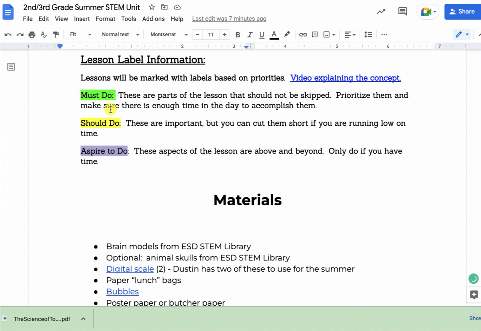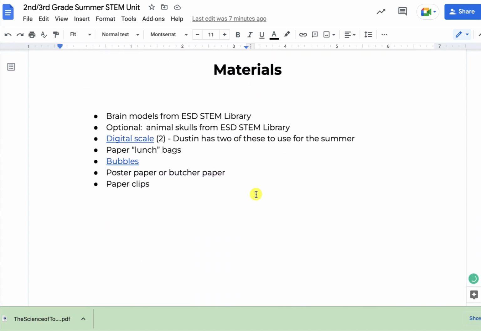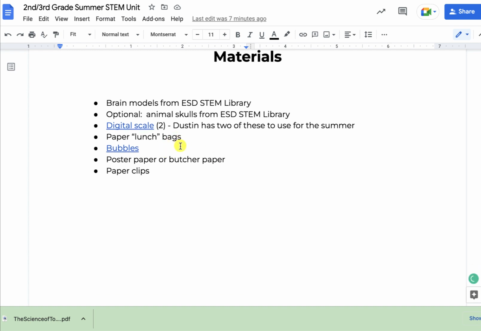One thing that is very important is that I do label the lessons. I have must do, should do, and aspire to do parts of each lesson. There's a longer video over here explaining how that works, but we'll talk a little bit about it when we get into the lessons themselves. Materials: there aren't many materials for this, depending on some of the activities you might do, but for the most part, they are there. I'm definitely going to make sure you have the brain models from the ESD library, but there is also an optional skull kit, like animal skulls.